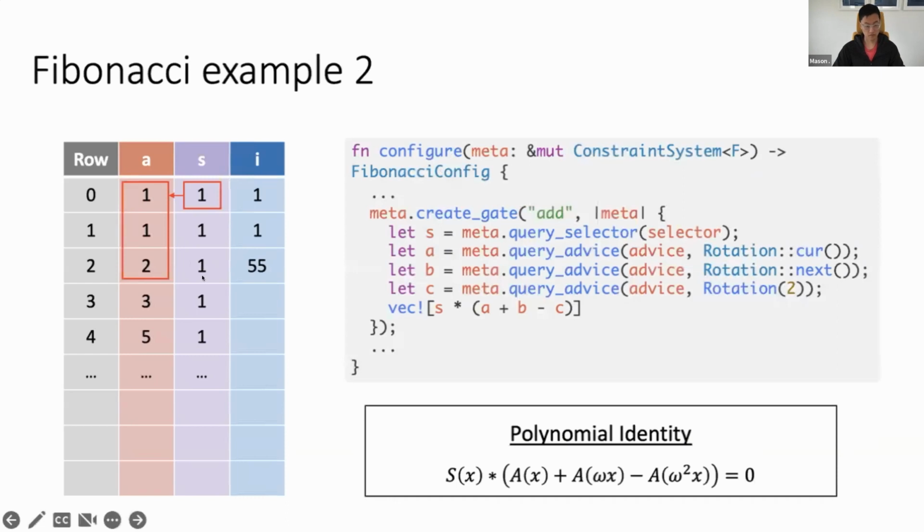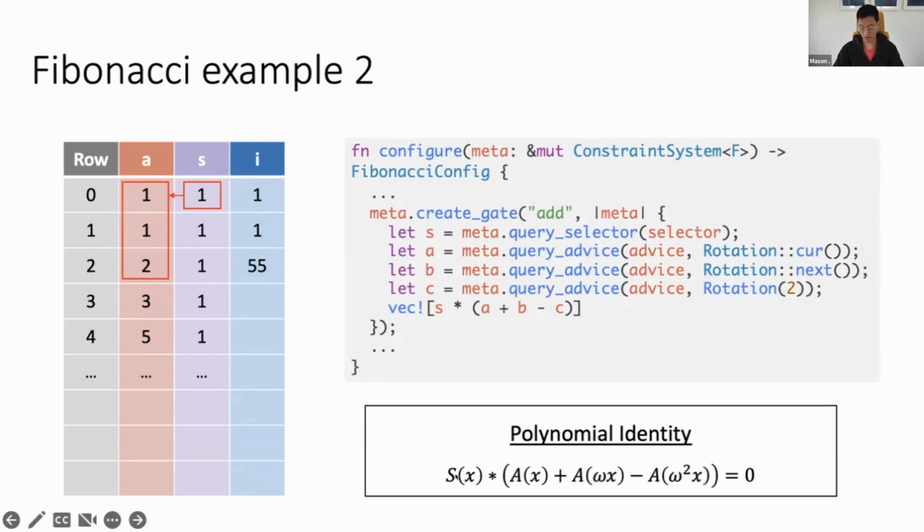And so here we want to write down this polynomial identity, which is that the first 2 values sum to the 3rd value. So here we do A is equal to meta.query advice at this rotation, which is current, and then B, which is meta.query advice at the rotation next, which is just shorthand for an offset equal to 1, and then C is equal to meta.query advice at rotation 2, which is like you've rotated the polynomial by omega squared. So now you're at row 2. And again it's actually the same constraint as before, right? You just have the selector times A plus B minus C.